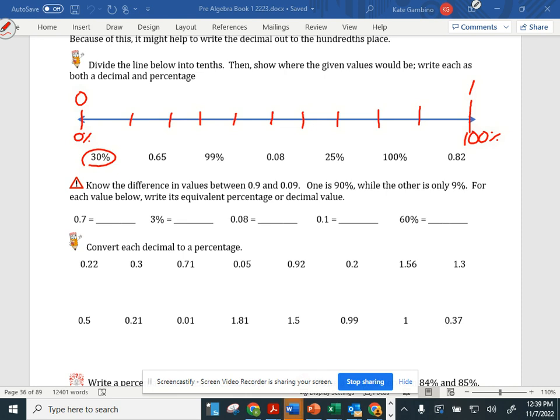So if we look at it like that, Mr. Schultz didn't actually divide up the line into tenths, but if we're dividing it up into tenths, let's look at where do we think 30% would fall. Emily? So we're going to go 1, 2, 3. So we would put 30% would be 3/10 away.